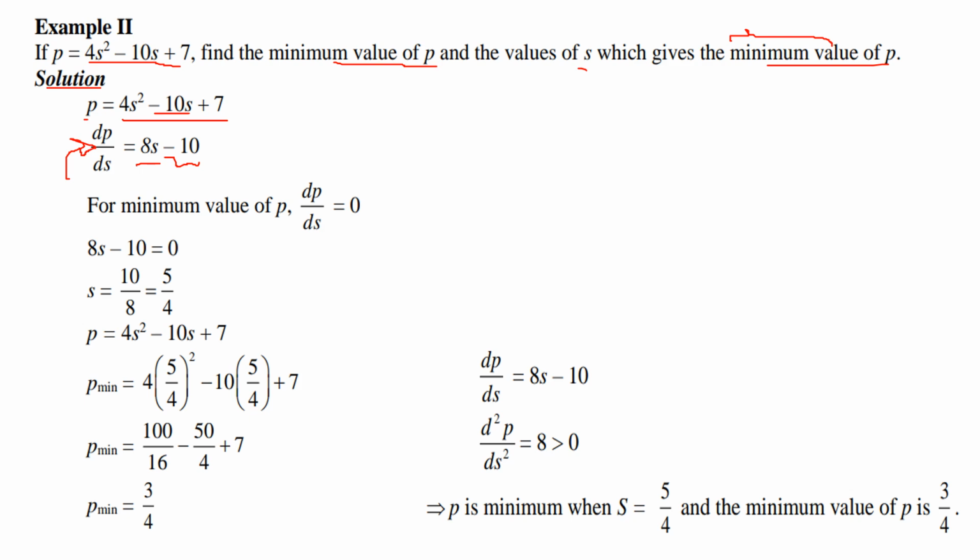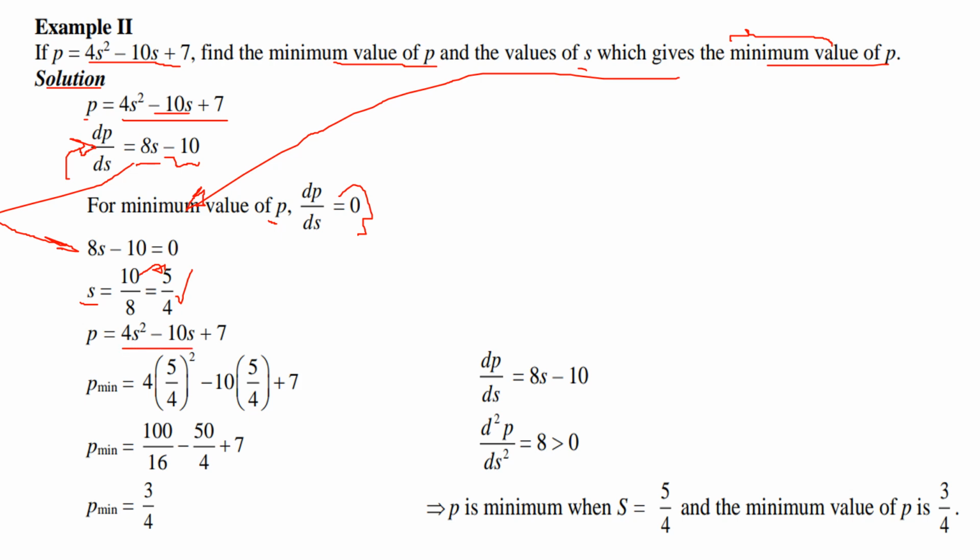And then you bring in the condition that for a minimum value, provided what you're given is either maximum or minimum, or greatest or least value of any unknown, the first derivative of that unknown must be equal to 0. So you take the expression that you have got and equate it to 0. So 8s minus 10 is equal to 0. Then we make s the subject, which is equal to 10 divided by 8. Reducing by 2, we end up with 5 divided by 4. And then we have to write back our expression.